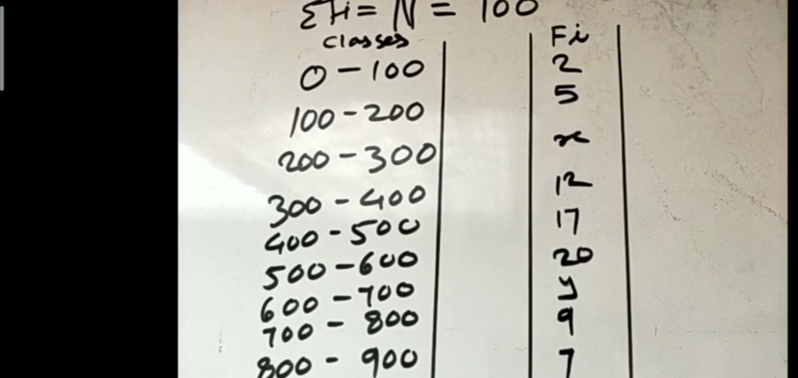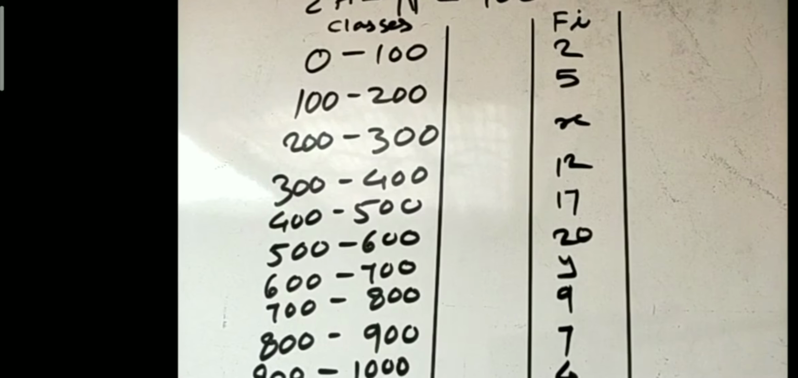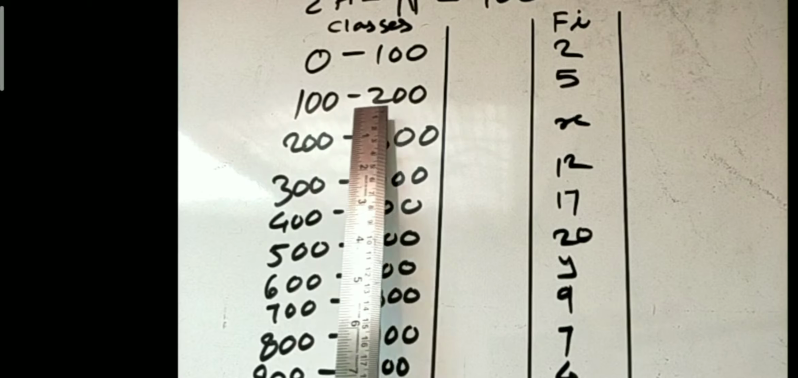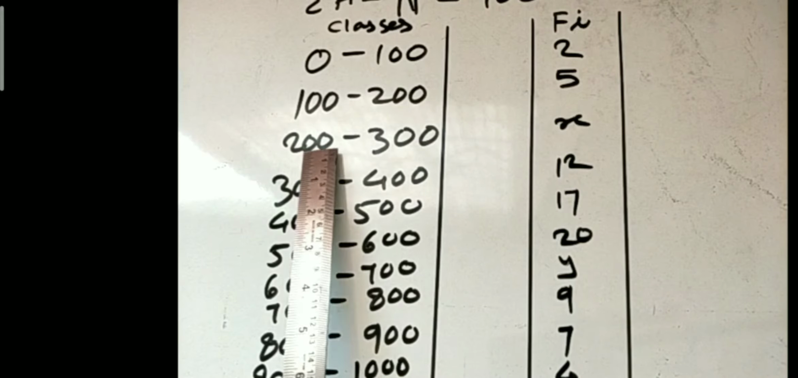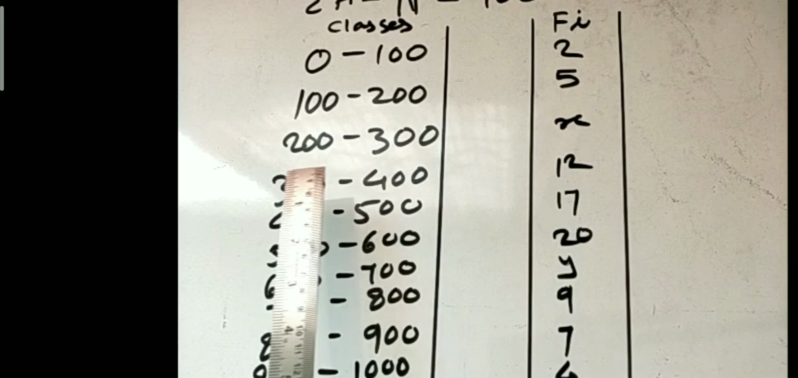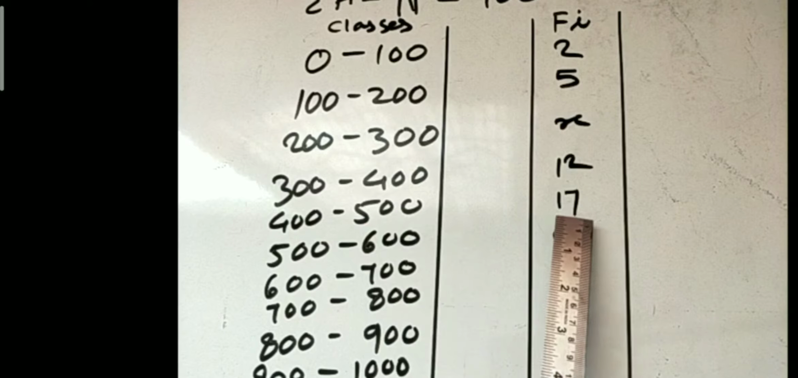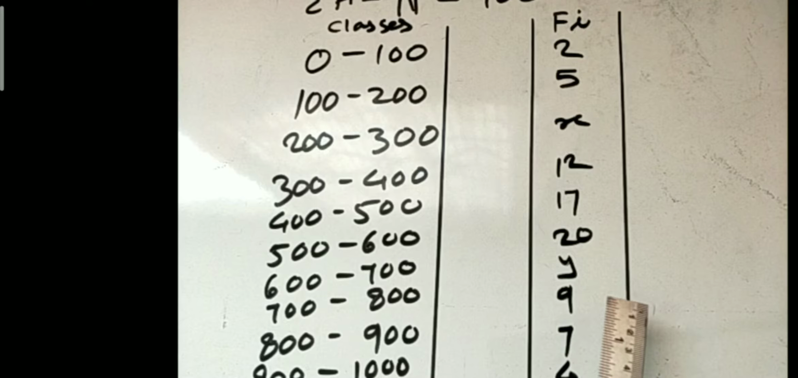So these are the given frequencies. I will repeat again. For the class 0 to 100, the frequency is 2, 100 to 200, frequency is 5, 200 to 300, it is x, 300 to 400, it is 12, for 400 to 500, 17, 500 to 600, 20, then y, 9, 7, 4. These are the frequencies, and the question is find the value of x and y.